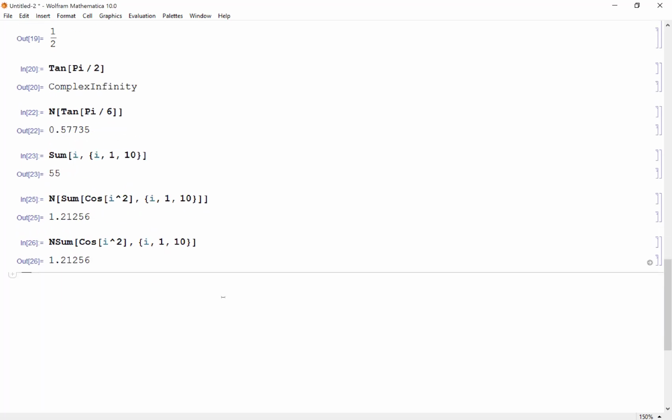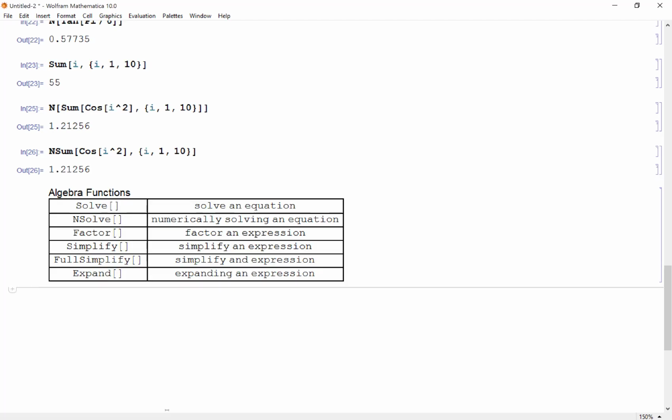All right, let me show you some more common functions. This time we're going to look at some algebraic functions. So Mathematica can also manipulate algebraic expressions, which is very neat. For example, here we have some functions: Solve, NSolve, Factor, Simplify, Expand. We can do these kinds of things. So I can solve an equation, an algebraic equation.